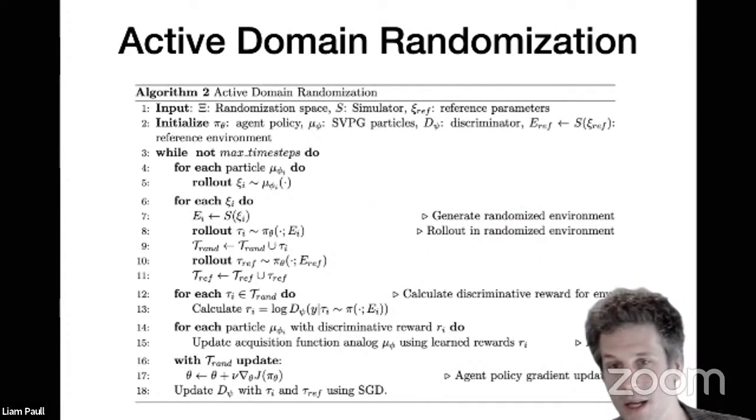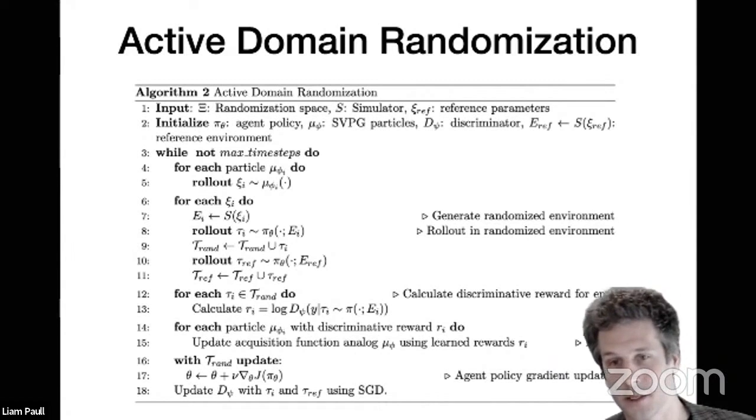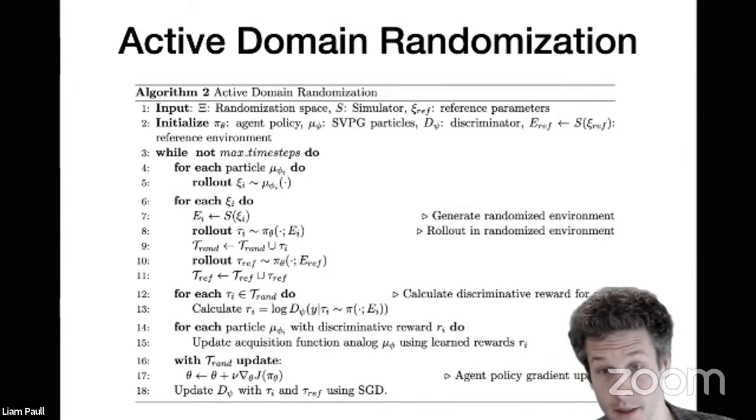And so the big algorithm looks something like this, which is just a modification of the uniform case. Here, the main difference is that on line, let's see.